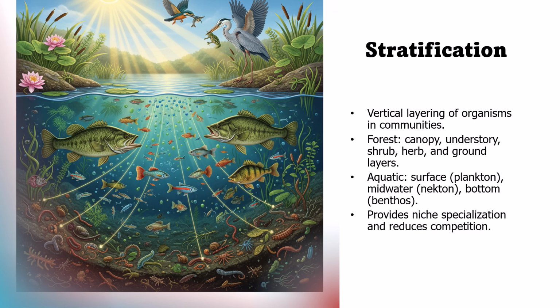Similarly, aquatic ecosystems have surface plankton, mid-water nekton, and bottom-dwelling benthos. Stratification reduces direct competition by allowing species to occupy unique niches, enhancing biodiversity and ecosystem functioning. By studying stratification, ecologists can gain insights into habitat specialization, productivity, and adaptability of organisms in their ecological environments.